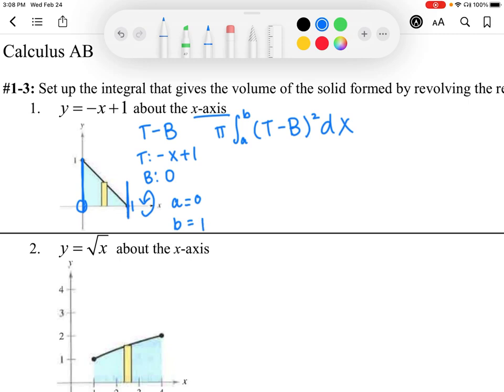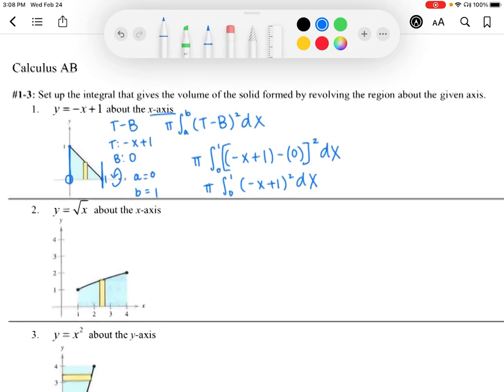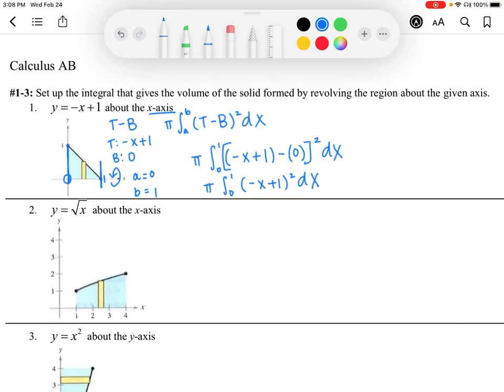Let's plug it in. So I'm going to have pi, the integral from 0 to 1 of my top, which is negative x plus 1, minus the bottom, which is 0. And that whole thing is being squared, and then put a dx on the end. So if we wanted to clean it up, we could write it as pi, the integral from 0 to 1 of negative x plus 1 squared dx. You don't technically need to write that minus 0. And then that would be the integral that you would go through and either use your calculator to solve or solve by hand.